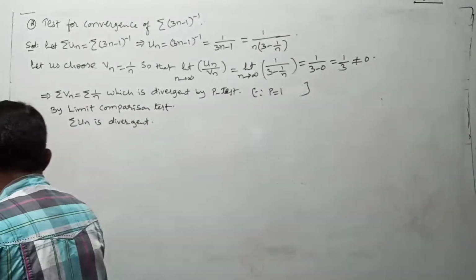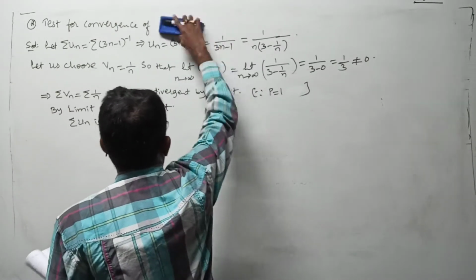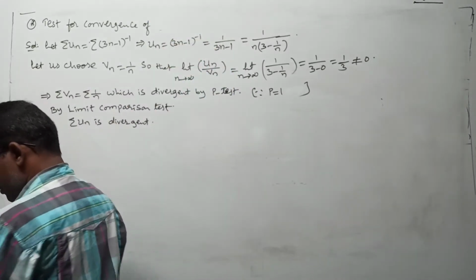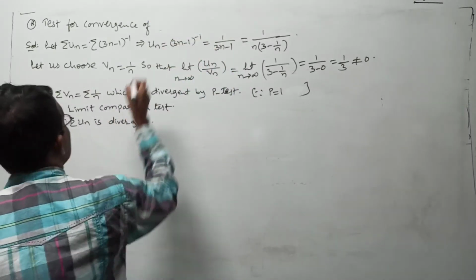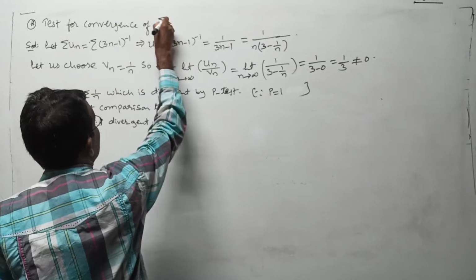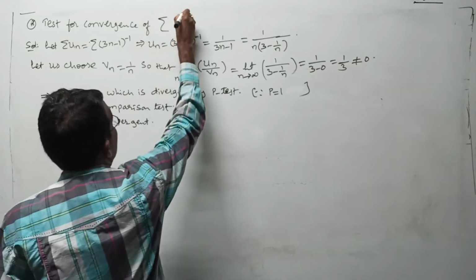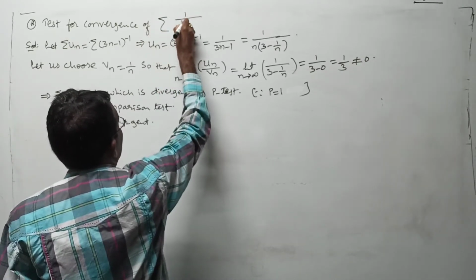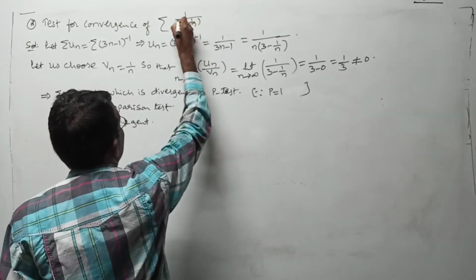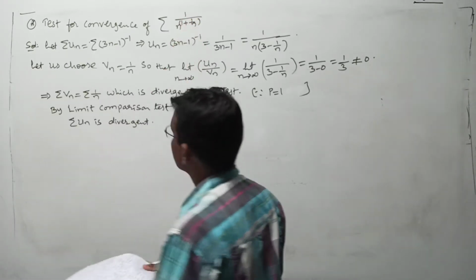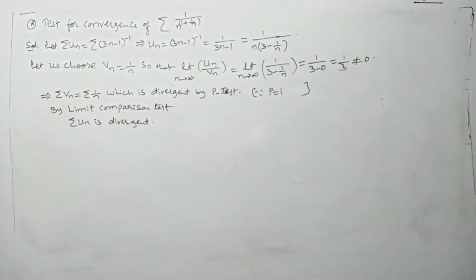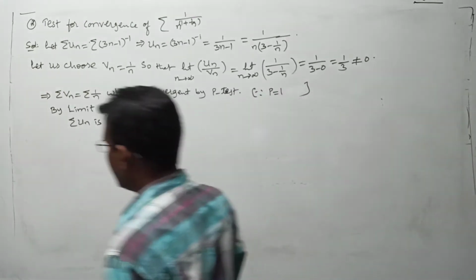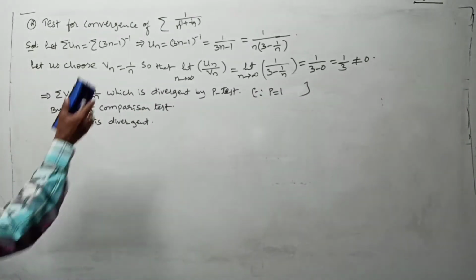Yes, new question is test for convergence of sigma 1 by n to the power of (1 plus 1 by n). This 1 plus 1 by n should be the power of n. Test for convergence of sigma 1 by n to the power of (1 plus 1 by n), right?